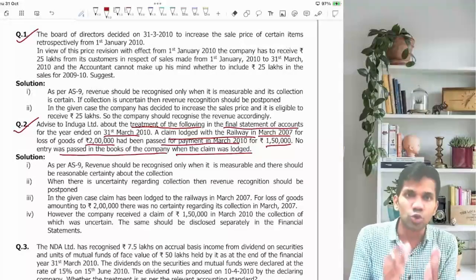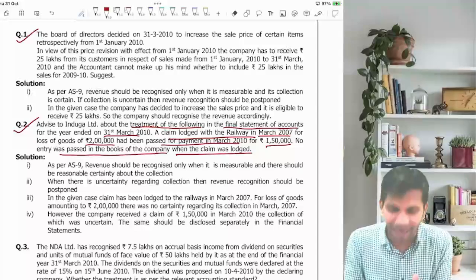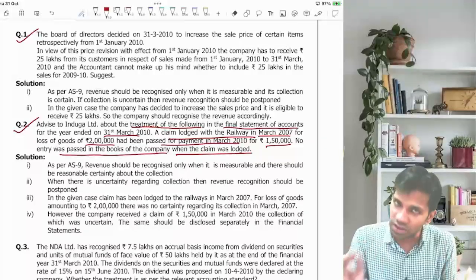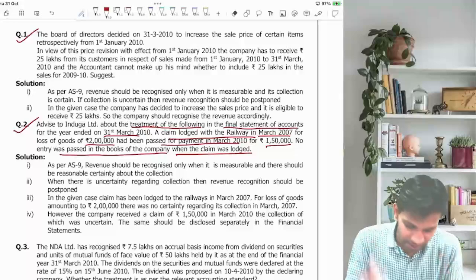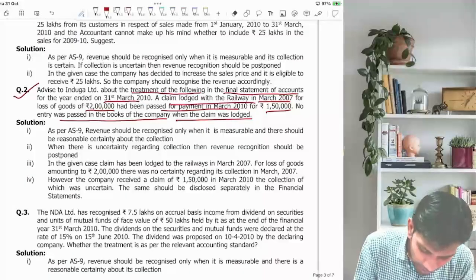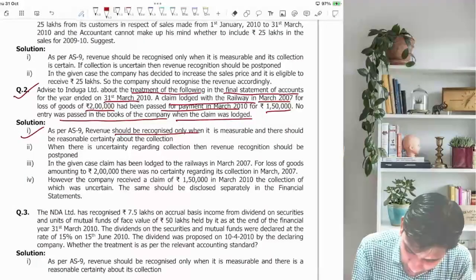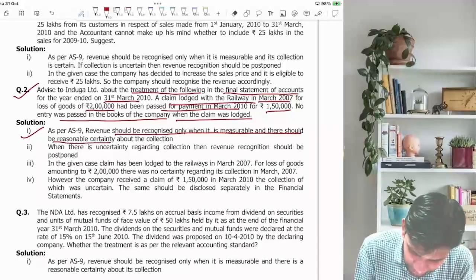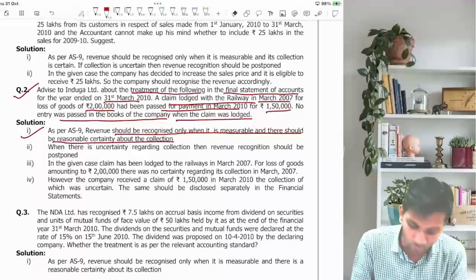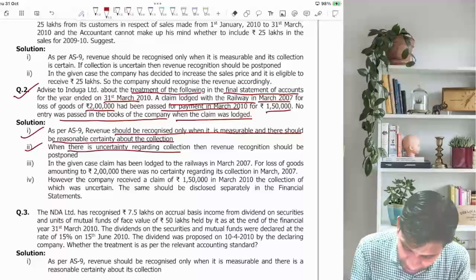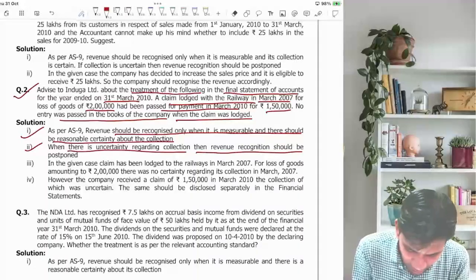So the company should recognize the revenue of rupees 1,50,000 in the year March 2010. That's it. This is the way to present. Let's read it. As per AS-9, revenue should be recognized only when it is measurable and there should be reasonable certainty regarding its collection. That's the standard point which I have told you to write. And when there is uncertainty regarding its collection, then the revenue recognition should be postponed.